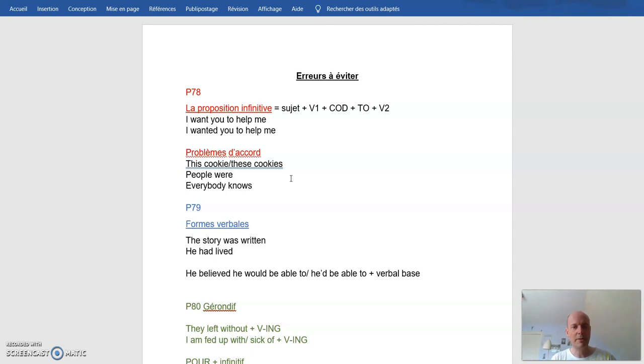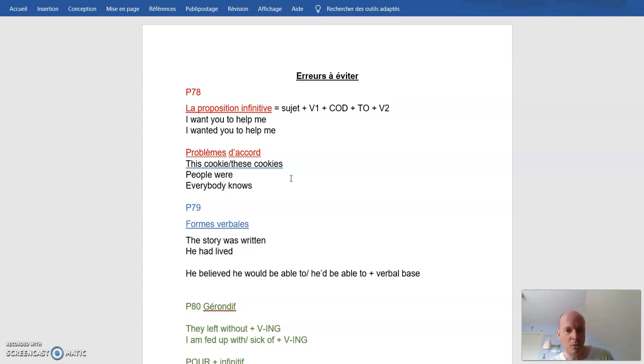So let's have two examples. I want you to help me, and the second one we're making a little bit more complex, just changing the tense: I wanted you to help me. Can you see how flexible this is? All you have to do is change the tense, but the structure of the sentence remains the same. Other examples you can think of using the infinitive proposition: I ask you to do something, I expect you to do something. These are examples we've seen this year in class, so you've got to look at those again, alright? So try and remember that rule, okay?